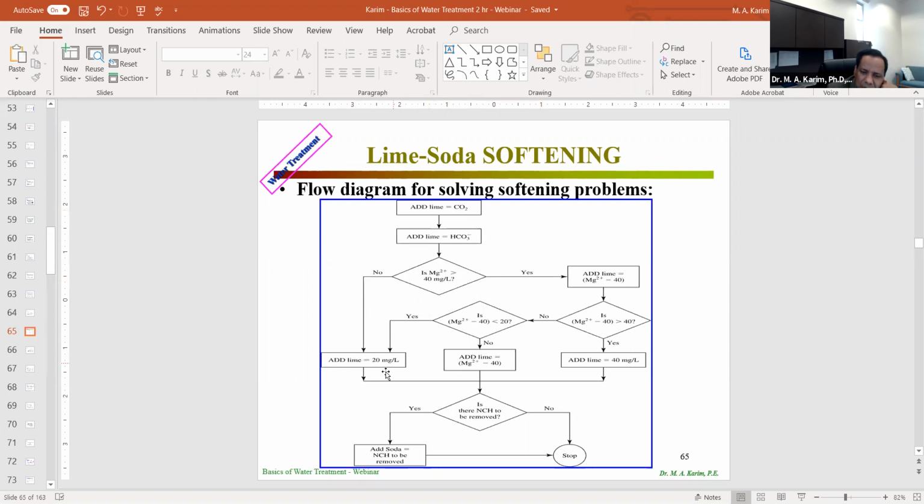Then add lime equal to 20. Come back here. Then it goes to: does the non-carbonate hardness need to be removed? If yes, do it. If not, then don't. So this will be very simple if the magnesium is less than or equal to 40. However, if the magnesium is more than 40, then we have to add another lime in addition to the top two, in addition to these two.